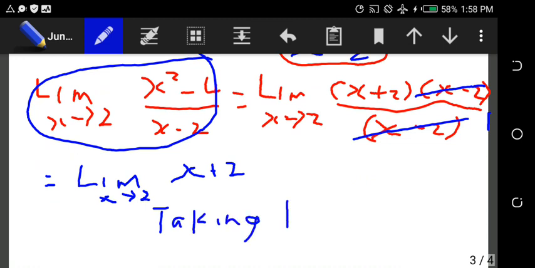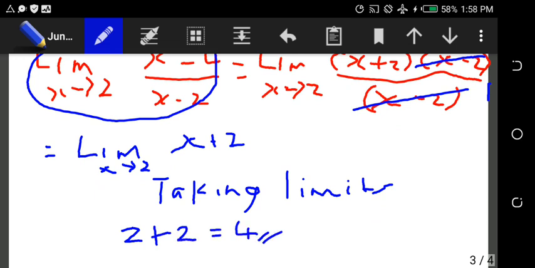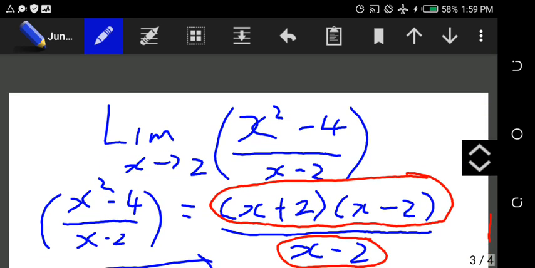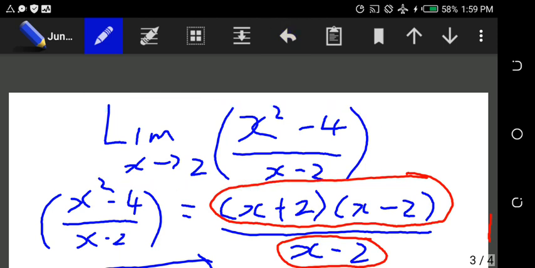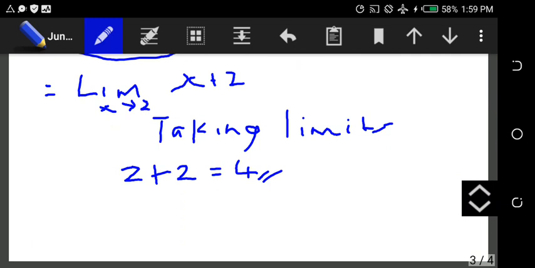So taking limits at this point, what you are having is a case of direct substitution. So you go ahead and put your x to be 2. In other words, we have 2 plus 2, and that will give us 4. Therefore, the solution to the problem that we have initially, the limit of x as it approaches 2 of x squared minus 4 over x minus 2, is equal to 4, as we have here. So you might have to take your time and go over that again.